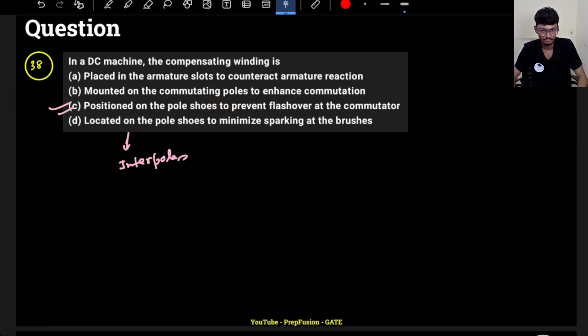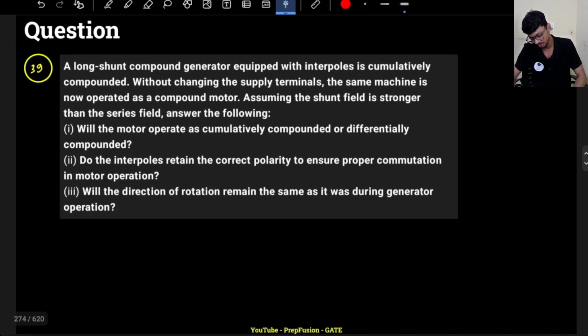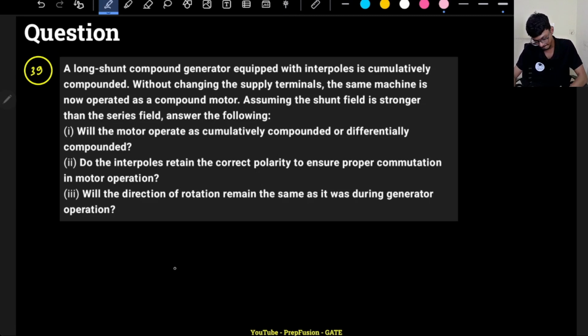So let's now solve this next question. A long shunt generator equipped with interpoles is cumulatively compounded. That means my overall field flux will be aided by the shunt flux plus the series flux. Okay, it is a long shunt generator. It is a DC generator.